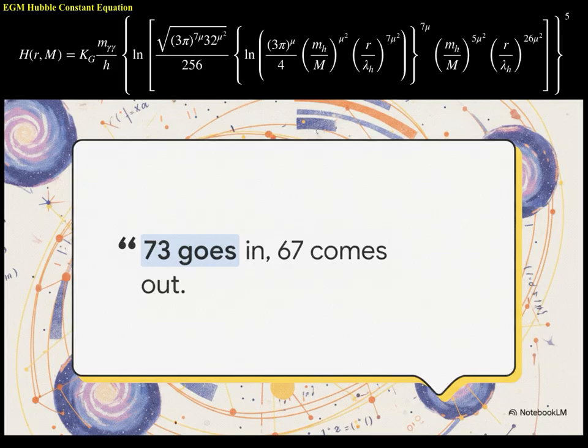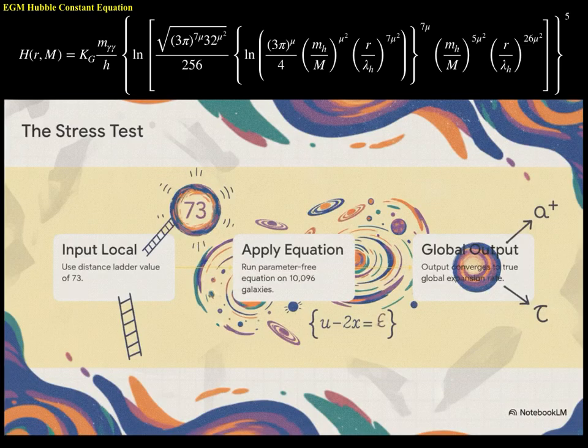Let's look at the ultimate stress test for this and see how it builds a mathematical proof without needing to invent any new physics. First, the study takes that inflated local distance ladder value of 73. Then they explicitly feed it into their framework across that entire unprecedented dataset of 10,096 galaxies. Finally, by actively correcting for the physical masses and radii of those galaxies, the output completely overrides the local bias and converges precisely to the true global rate.